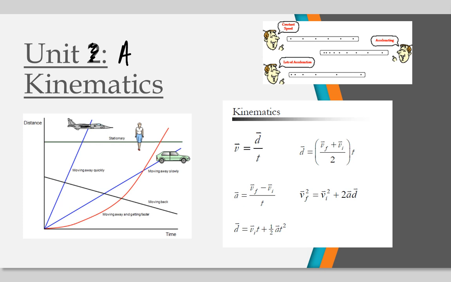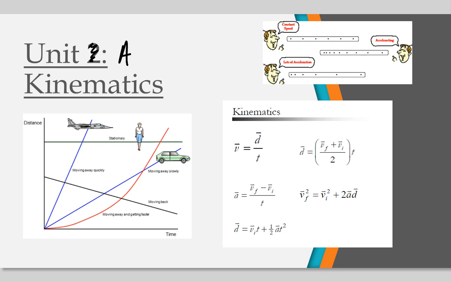So we will be working with graphs. You can see some of those graphs are stationary, some of those graphs are linear positive, also linear negative. So we'll have to interpret that. And also you can see there's a red curve that is not linear. So that would represent acceleration, and we'll talk about that in this unit.